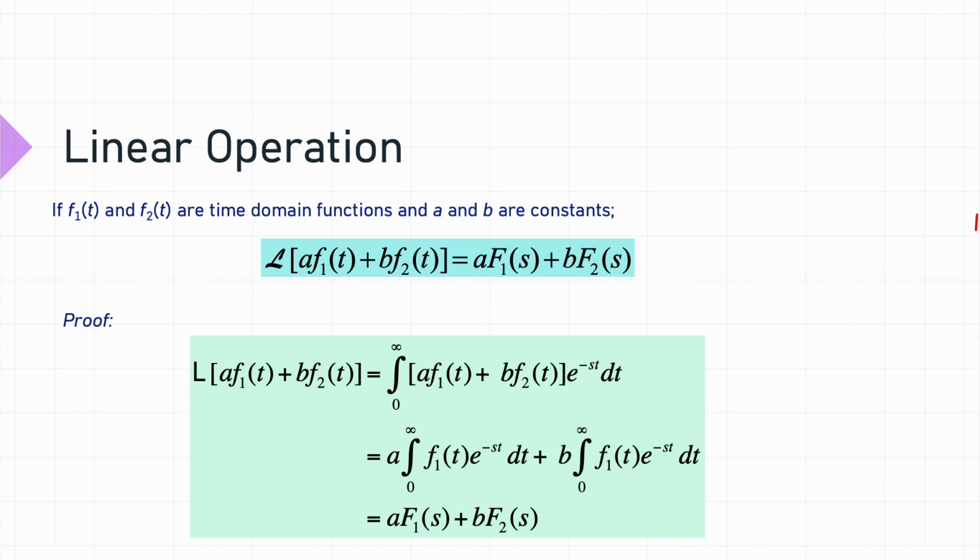Now let's look at the first property, which is the linear operation. If let's say you have two different time domain functions and each of them has a different constant value, when you want to convert it into the Laplace transform, meaning that you want to change from the time domain into the S domain, the value of the constant here will remain the same. This is actually proven by this solution here, which proves that the constant remains the same when you change from the time domain into the S domain.